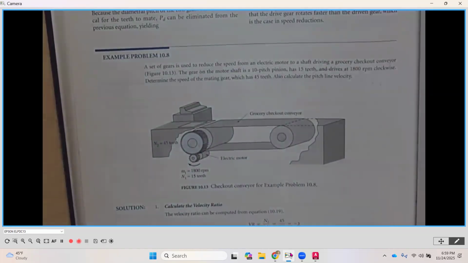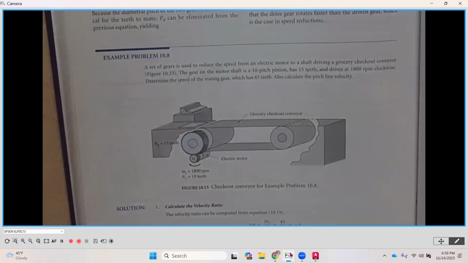Feet? No, 10 teeth per inch. So what is that called? Look on your sheet. It's diametral pitch. Don't say diametric or diametrical, it's diametral. That's okay, it's getting used to the terminology. So diametral pitch.